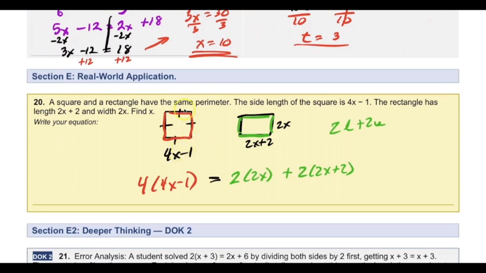You can also just do it the old-fashioned way. Just go 4x minus 6 plus 4x minus 1 plus 4x minus 1 plus 4x minus 1. That's the perimeter of the rectangle. Then the perimeter of the square.